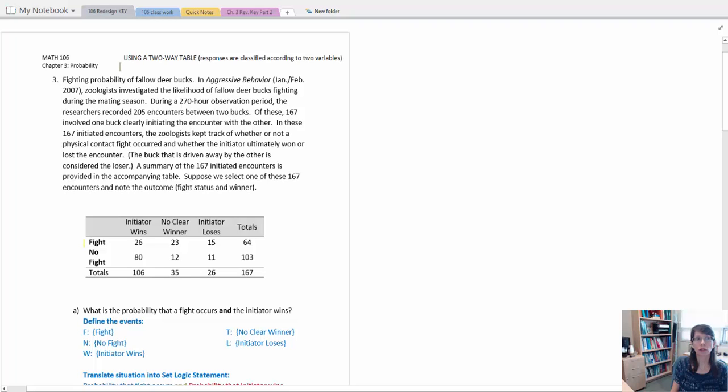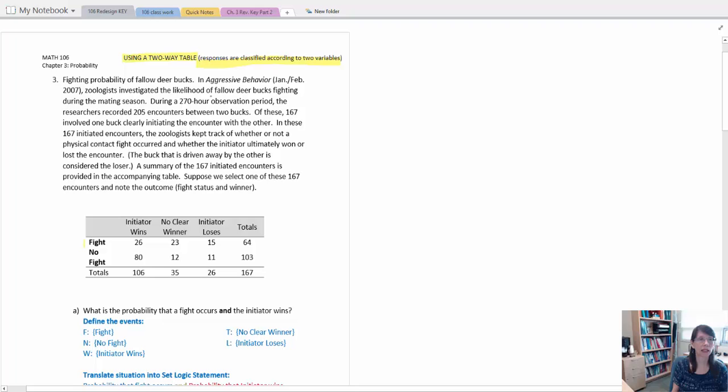In this video, we're going to use the two-way table to help us calculate some probabilities. With the two-way table, responses are classified according to two variables. This scenario is about fighting probability of fallow deer bucks, and is found in Aggressive Behavior, the January-February 2007 edition.